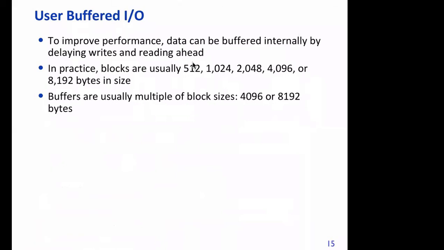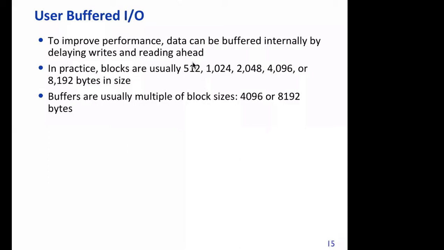So to improve performance, data can be buffered internally by delaying writes and reading ahead. Once you have data available in a buffer, which is in user space, essentially it means in RAM, then you can do many operations on it, and then it can be returned back to the disk.